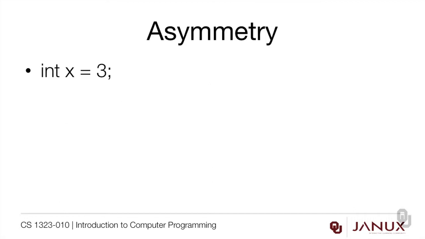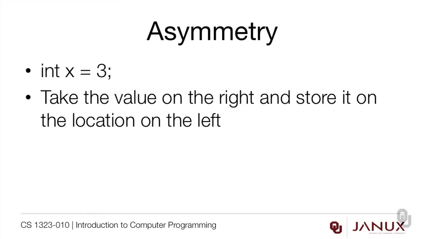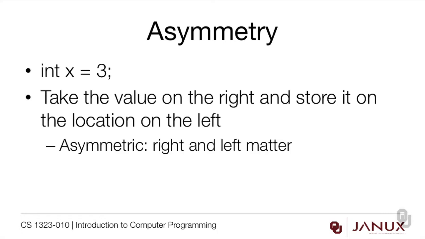Now let's talk a little bit about the asymmetry. When we say int x equals 3, we mean take the value on the right, that's the 3, and store it in the location on the left, that's the x. But it's asymmetric. Notice that in my description, right and left matter. I have to tell you which side to interpret which way. 3 equals x doesn't actually make any sense, because that would say take the value in location x and store it in location 3. Well, 3 isn't a legal name for a location.